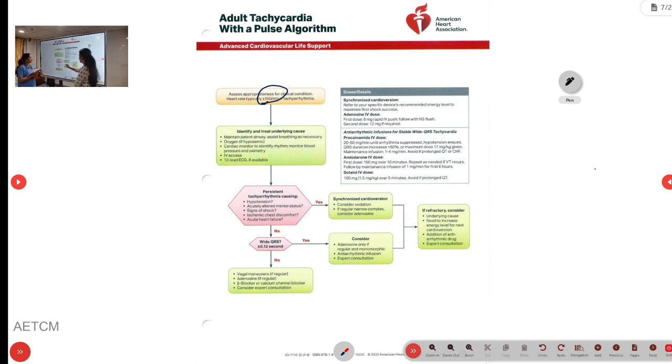Okay, so if the patient is having active chest pain right now, we'll have to plan on synchronized cardioversion. For doing synchronized cardioversion, you will have to sedate the patient. Then what all will you do?